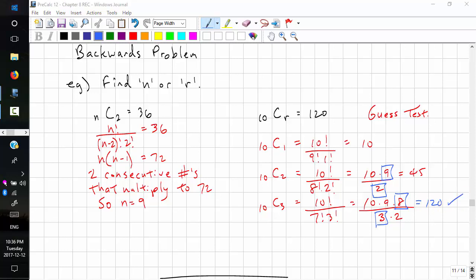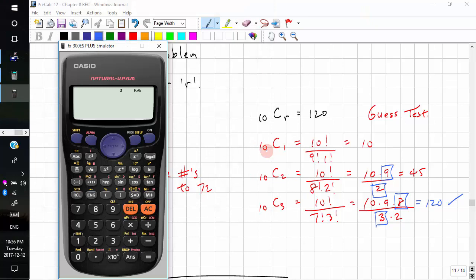So on a calculator, all we have to do is start with our starting number, 10. That's not it. So we multiply by 9 and divide by 2. That's not it, so we multiply by 8 and divide by 3. If 120 wasn't the answer, we'd multiply by 7 and divide by 4, and then the next one would be 210. So I think this is faster than trying to do 10 choose 1, 10 choose 2, 10 choose 3.